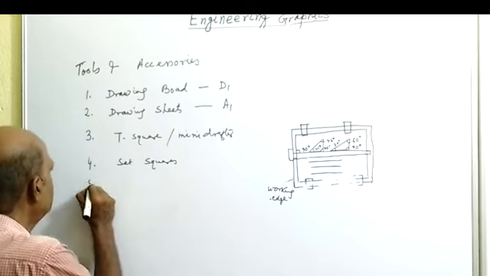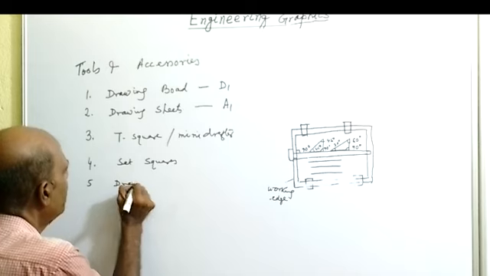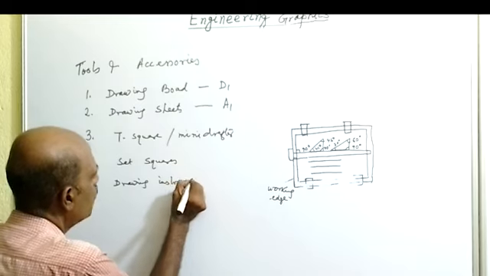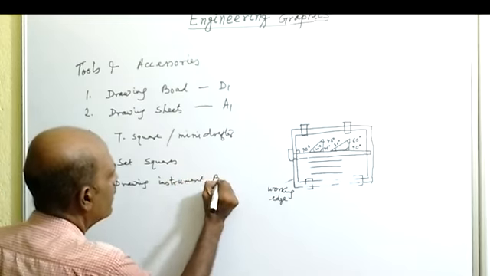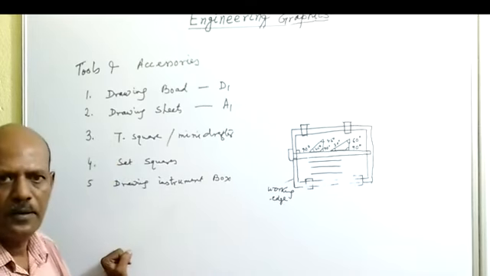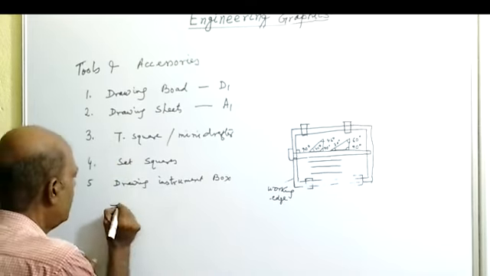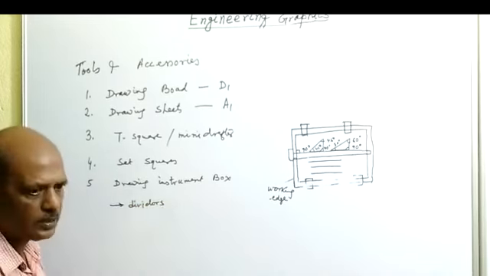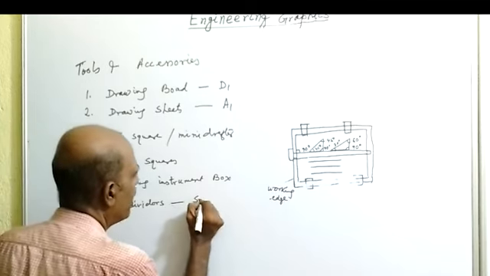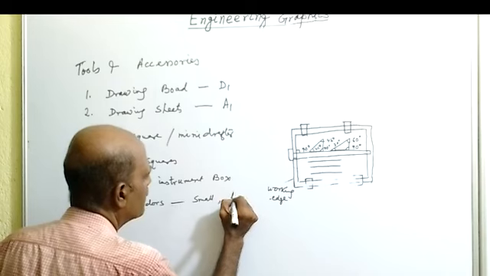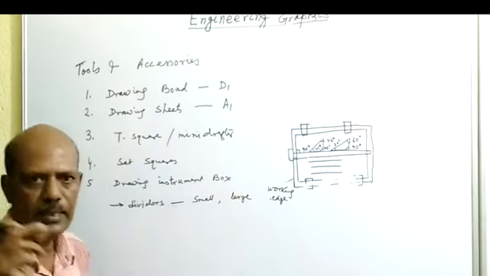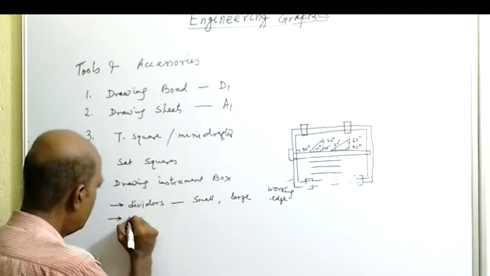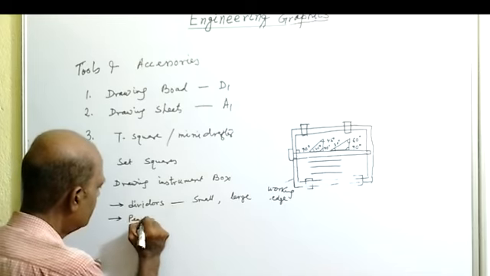Now next is the drawing instrument box. This instrument box contains so many components. Number one, the dividers, that is dividers of small size as well as large size. To measure the angle, to transfer the angle, dividers are used. Next we require the pencil compass.